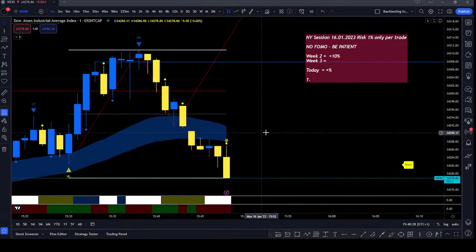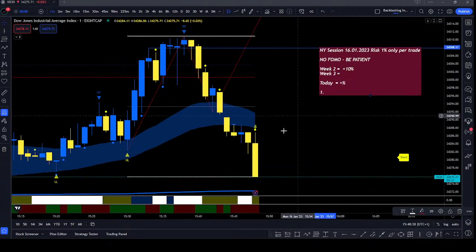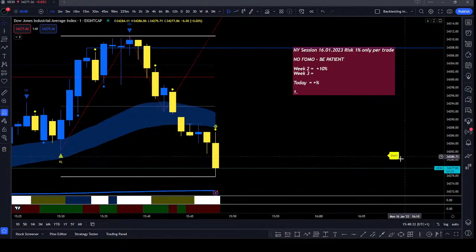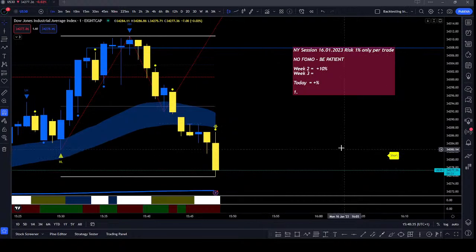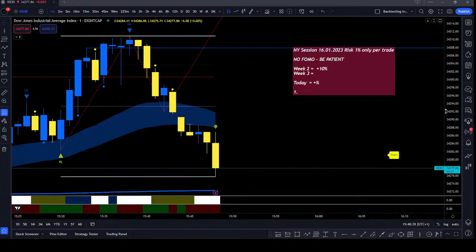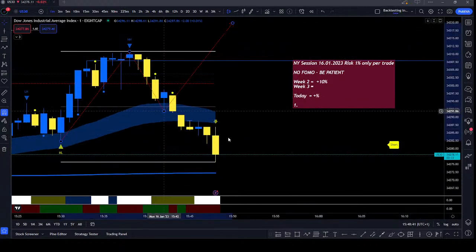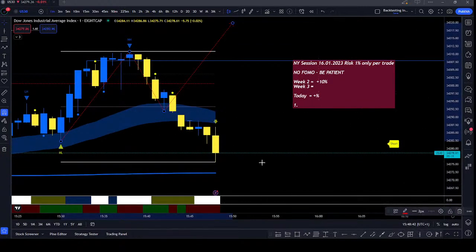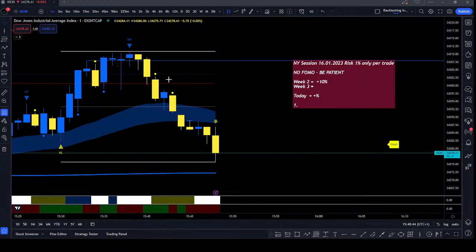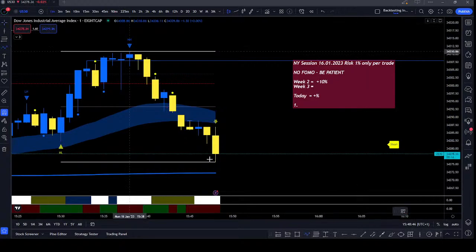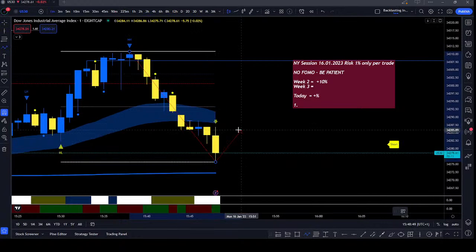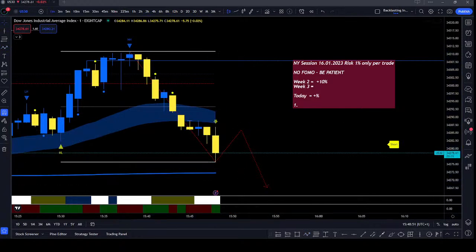So now we see the structure has changed to the sell side. You can see it over here. It's on a short bias, and we will start looking for entries as the structure starts to form. So this would be the first leg. I want to see the second leg. On the third leg, I will be looking for further entries.